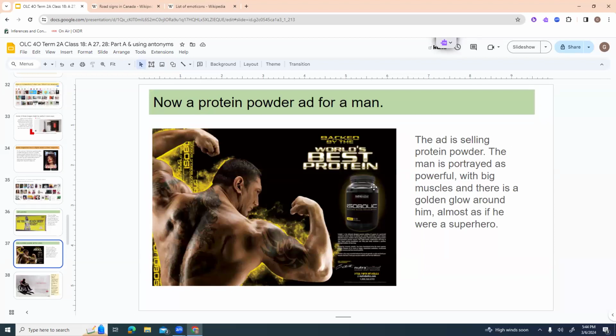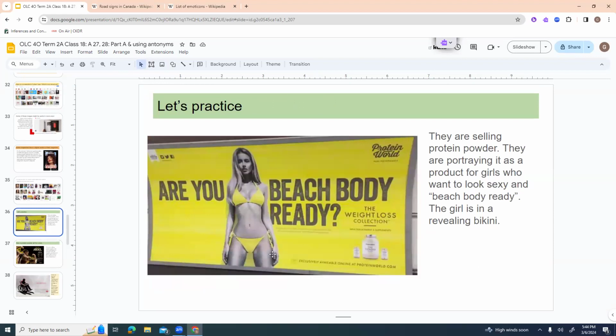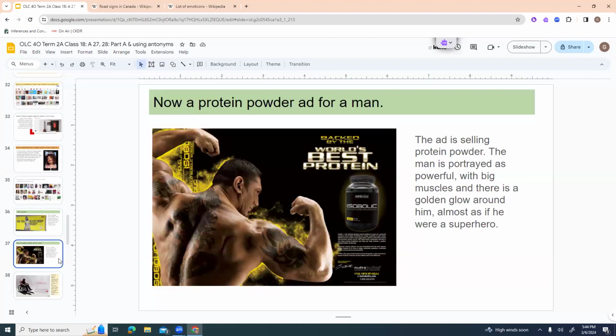Now, they're still selling protein powder here. It's a different ad, right? But look at how they're portraying this guy. Her, they're looking at very thin, very revealing. Doesn't particularly look that strong. Like you're not really seeing muscles or anything. Here, oh my gosh, they've just got muscles galore and all these tattoos, and he's got golden light coming off of his body as if he's almost a god.